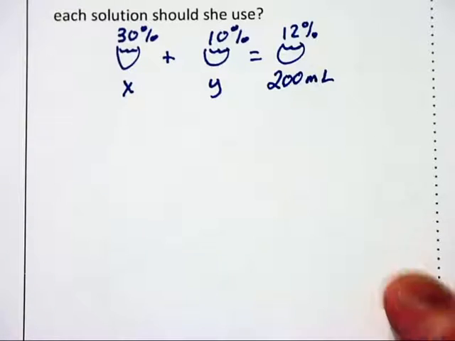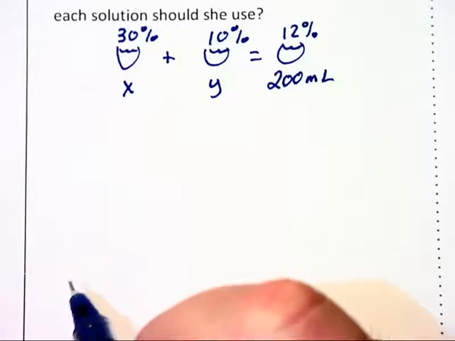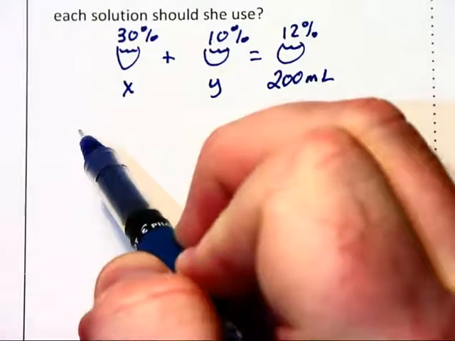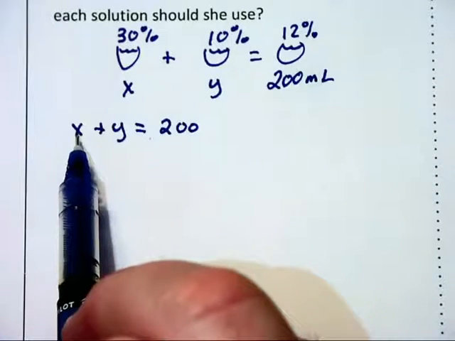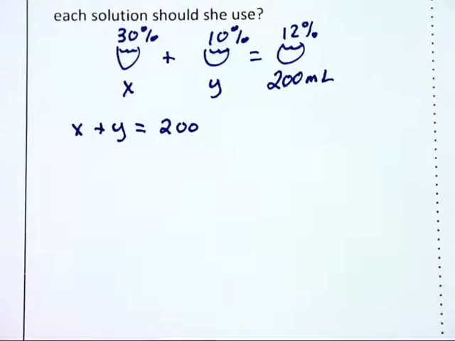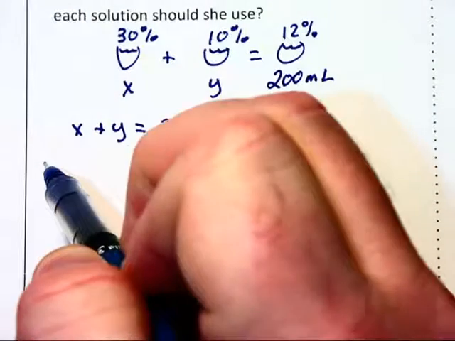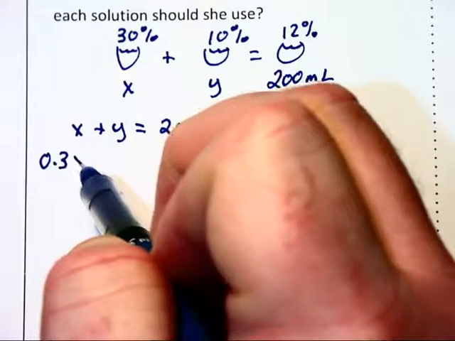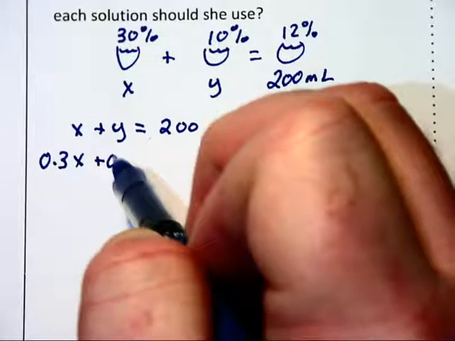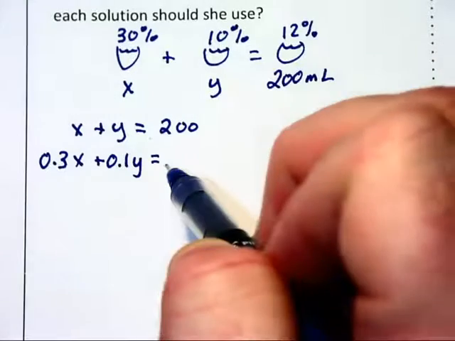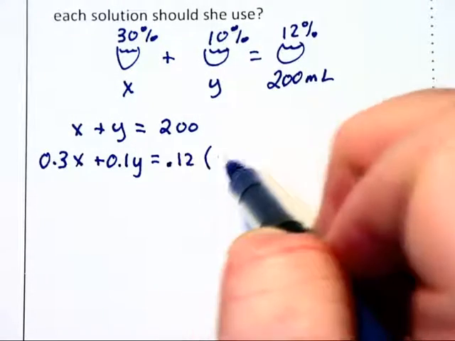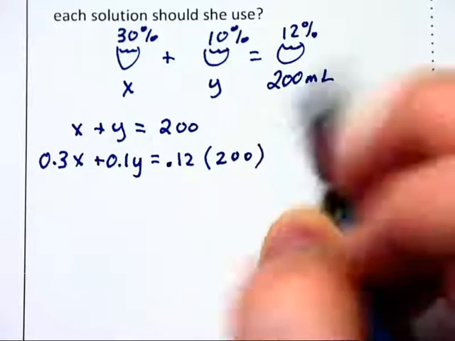Okay, we need a couple of equations to solve for x and y, and the first easy equation to get is x plus y is equal to 200. The amount of the first plus the amount of the second is going to add up to 200 milliliters altogether. The second thing we need to do is pay attention to how much salt is in each of these. 30% of the first solution and 10% of the second solution is salt, and in the final mixture 12% of the 200 milliliters will be salt.